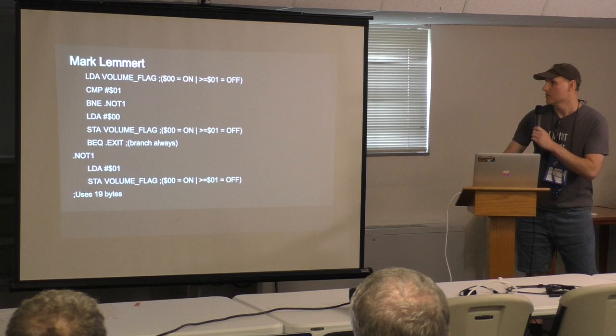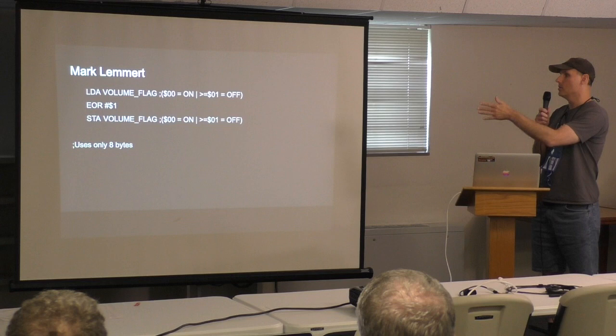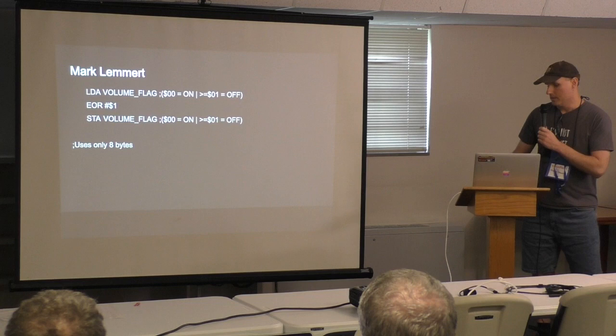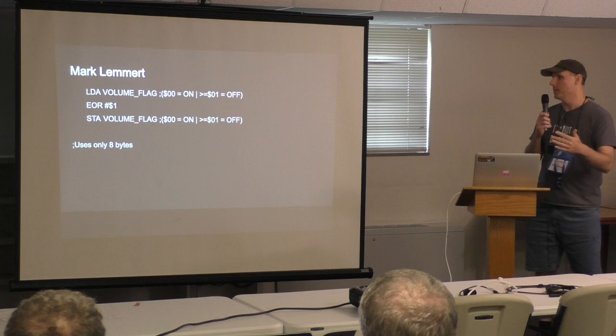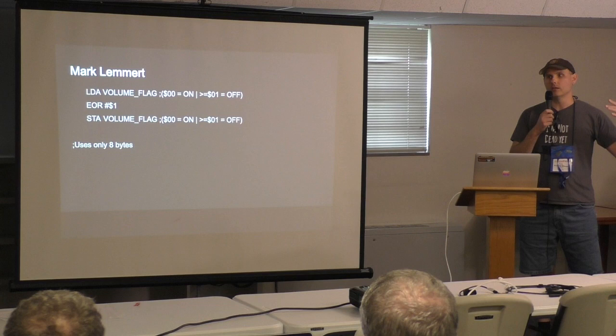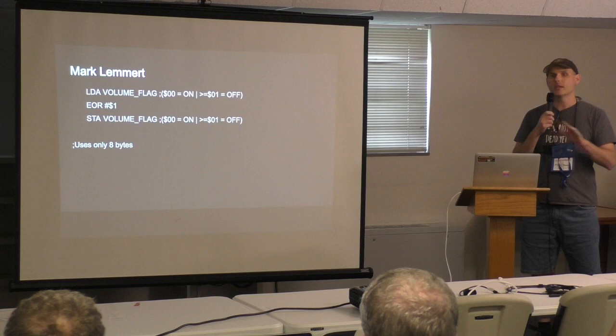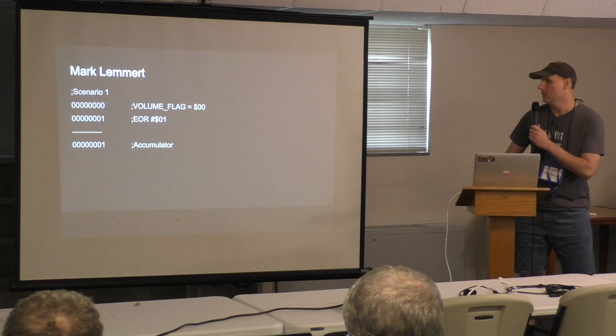In this example, using only 8 bytes, we're toggling the volume flag between 0 and 1 using the EOR opcode, or exclusive OR. I'm going to pop the hood a little bit and show what's happening with the EOR, because I remember the point where I went from writing code like the first example to writing it like the second example, and my brain was in a state of, okay, I logically understand what EOR does, but not well enough to be comfortable using it, or instinctively know when to use it. So if anybody else is in a similar state, I thought it would be helpful to look at what's going on behind the scenes.